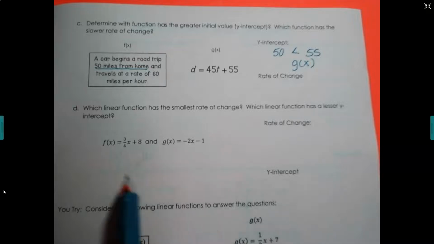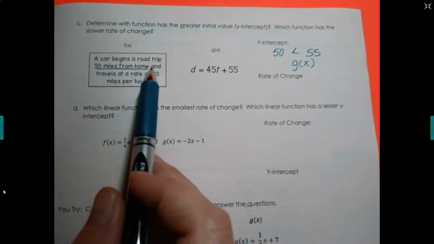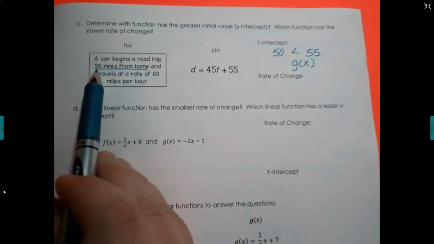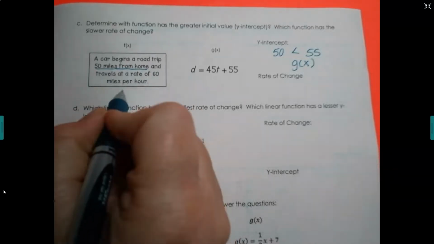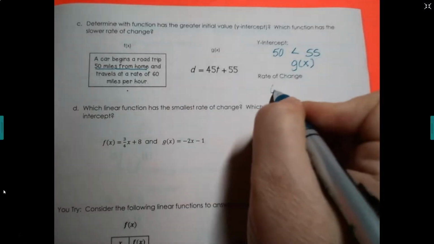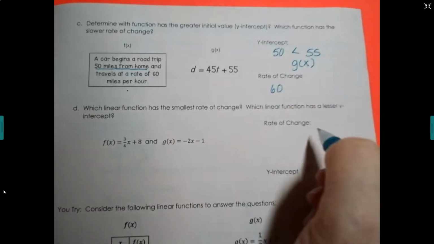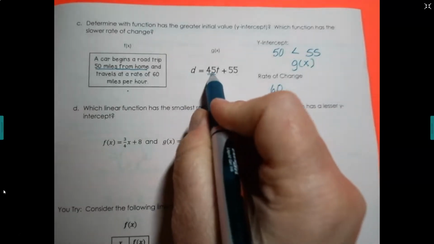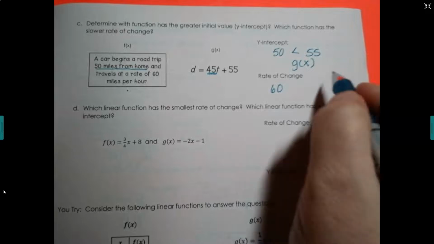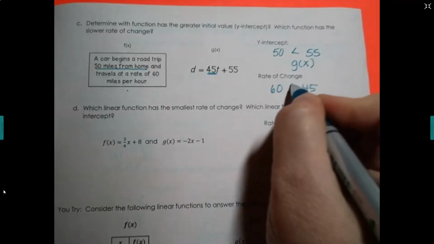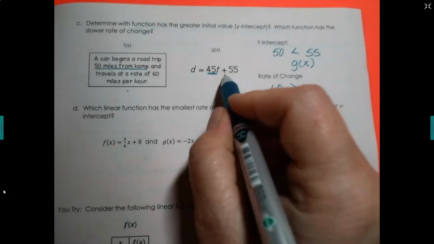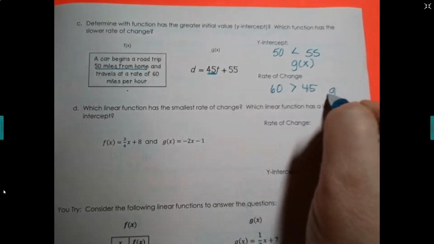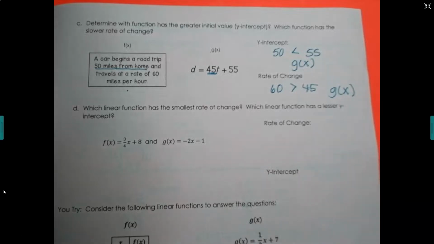Now let's look at our rate of change on these same problems. So our car begins his road trip 50 miles from home and travels at a rate of 60 miles per hour. So his rate of change is 60. That's how much he's changing every hour. Here's my slope in this slope-intercept form, which is 45. 60 is greater than 45. And we want to know who has the slower rate of change. That's the 45 value, so that belongs to g of x.